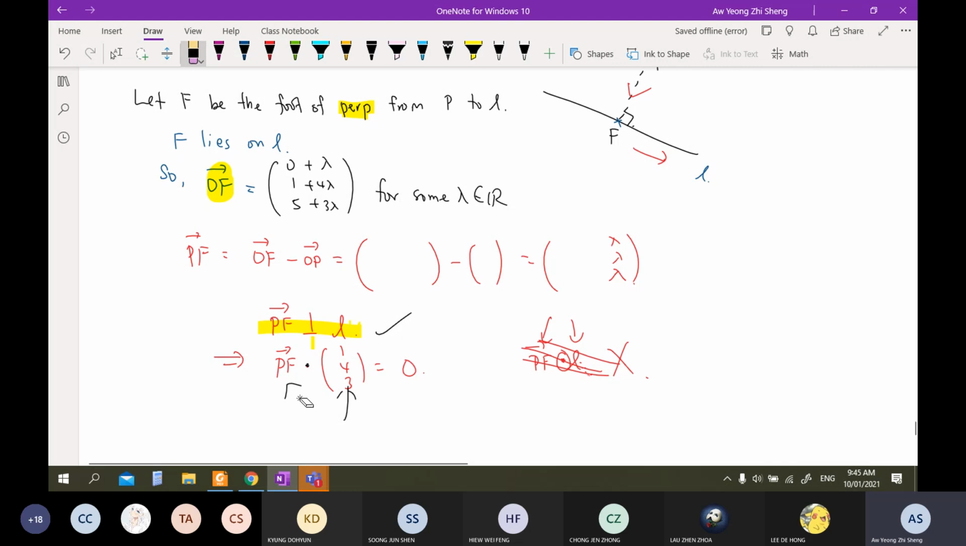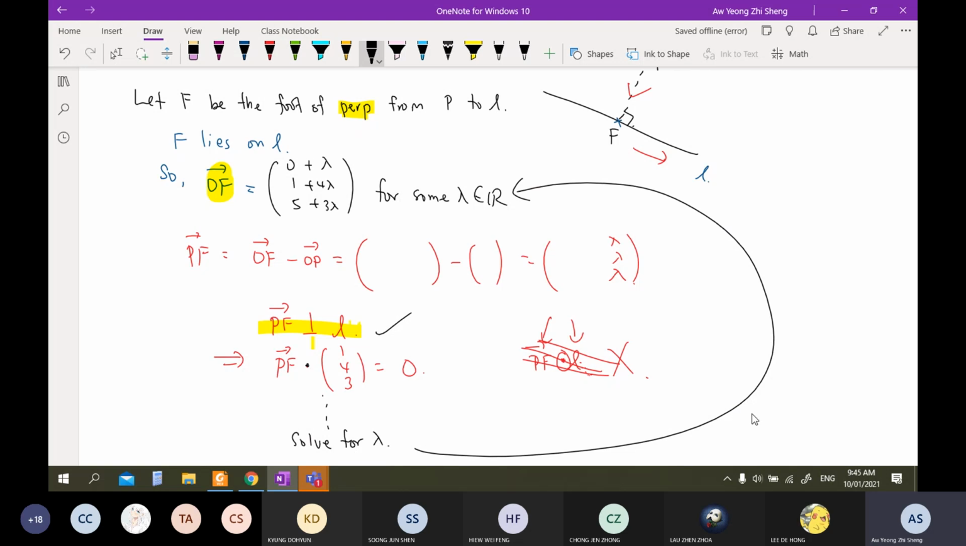And then from this step, you would solve for lambda. Once you solve for lambda, you will sub lambda equal to something back into the expression for OF, and you will get the point F. So this is the whole procedure. In this chapter, we are going to do this procedure again and again. And so at the end of this chapter, you will be very familiar with this procedure.